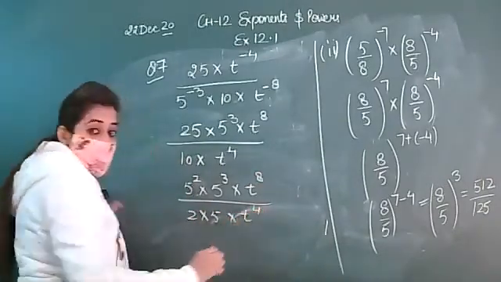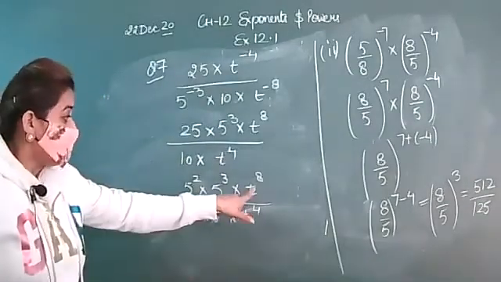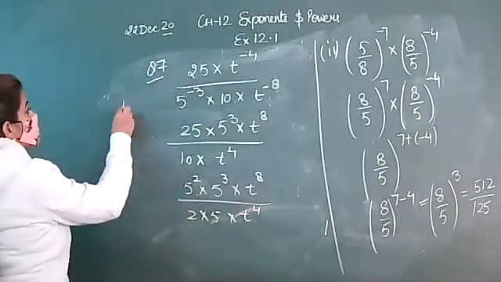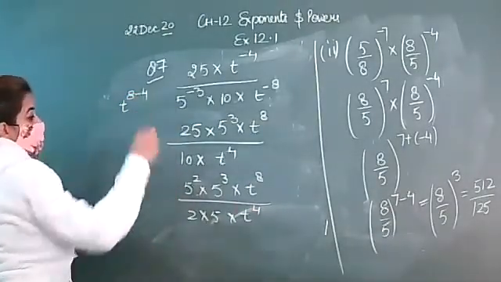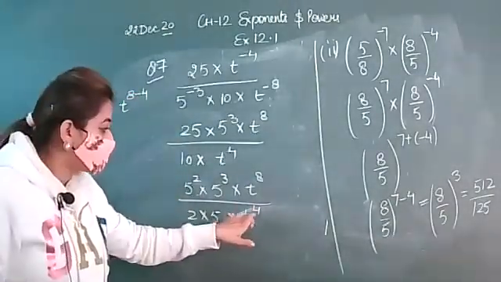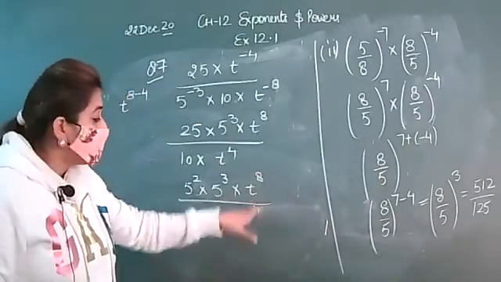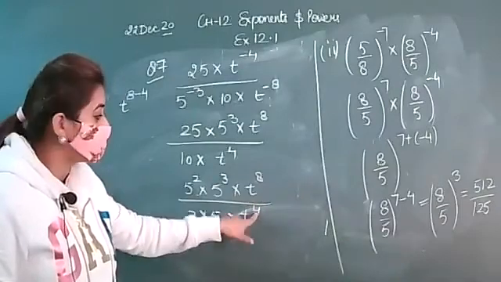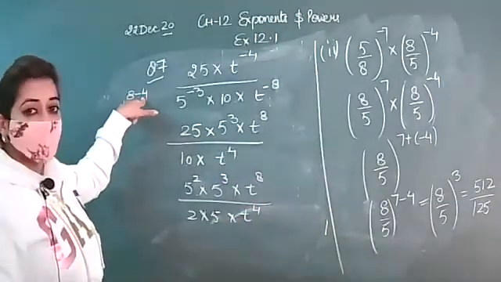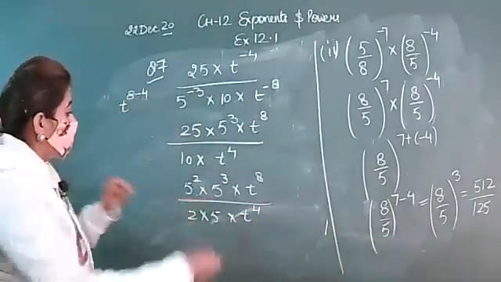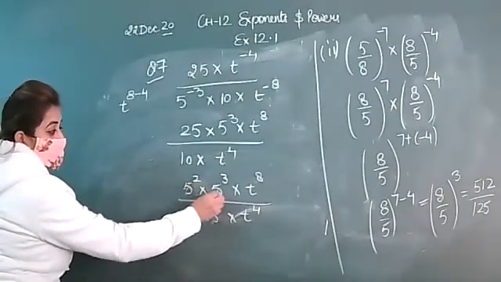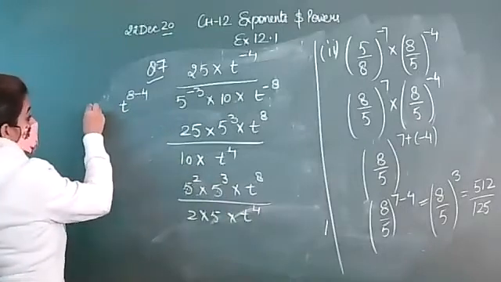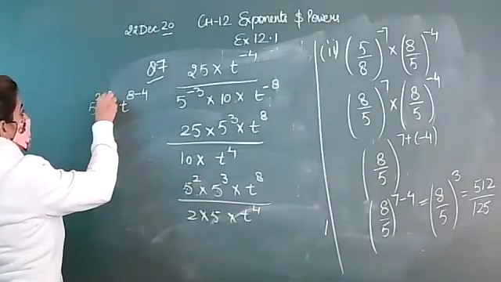Is this clear, beta? Now, these two terms are having the same base and they are dividing, so you will subtract the power 8 minus 4. Keep this thing in mind that if you take this term in the numerator, this will give you minus 4. When you shift this in the numerator, it will become minus 4. That's why I have written minus 4 with this. Now, as you can see that in these two terms, base are same and they are multiplying, so power will be added.